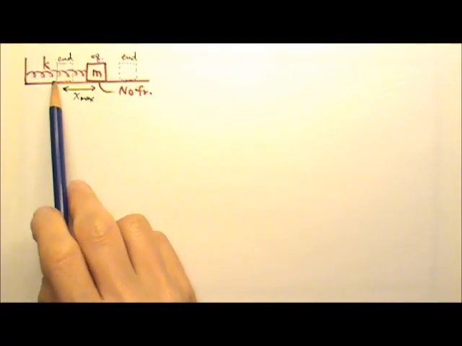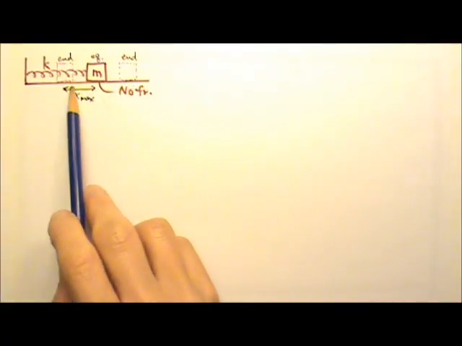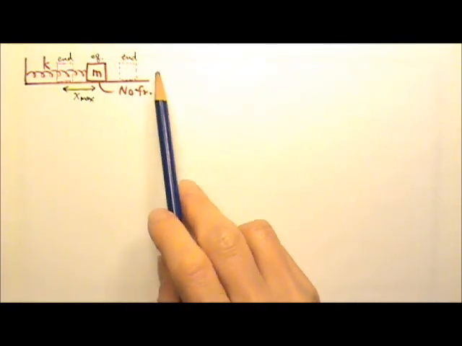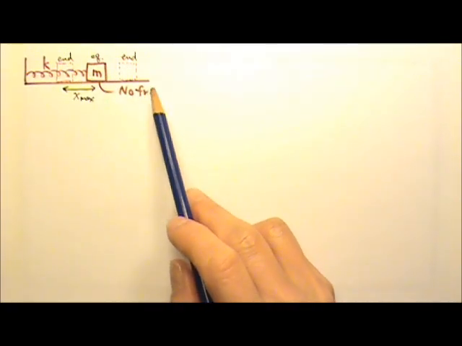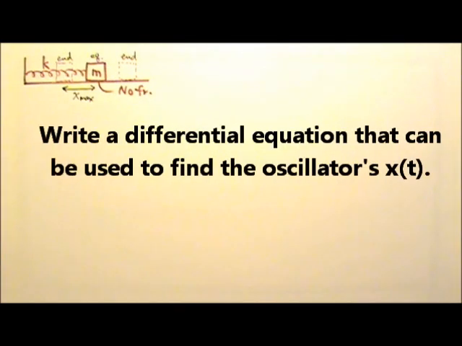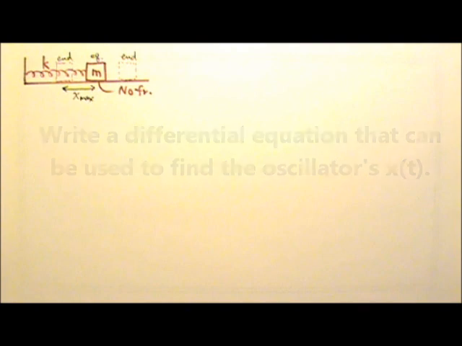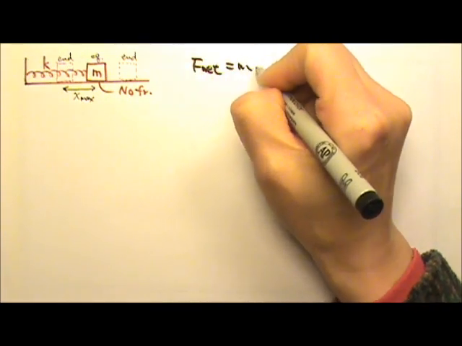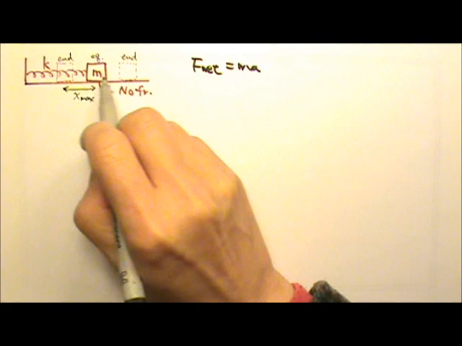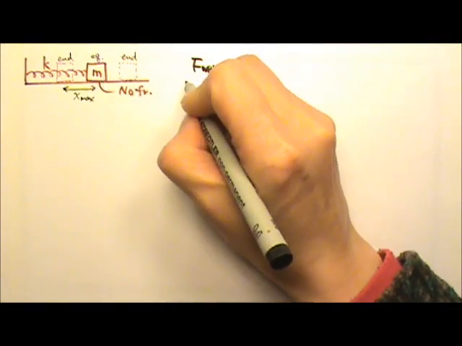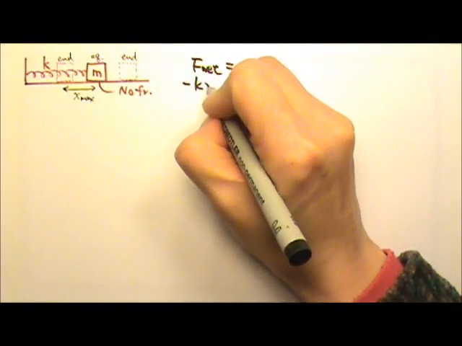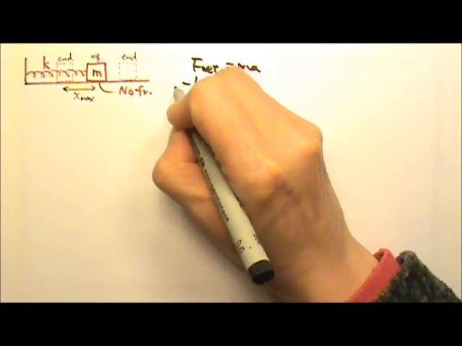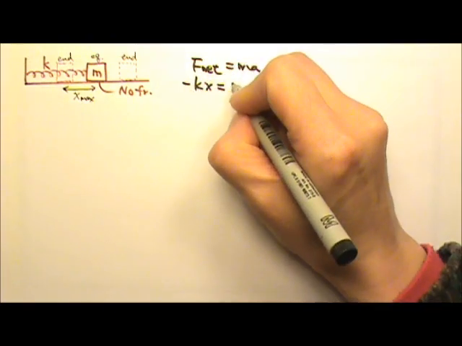In this unit, we started with a spring mass oscillator. Let's write the differential equation that can be used to find its position as a function of time. We would start with F equals ma. And when this box is oscillating, the net force acting on the box is the spring's force, negative kx. In this case, we must remember to use the negative sign over here.